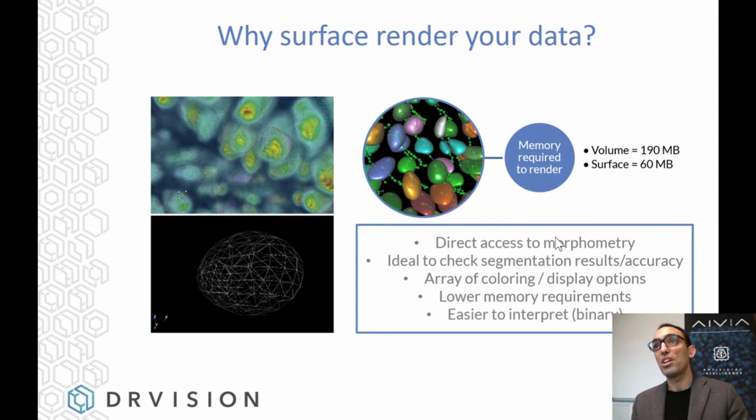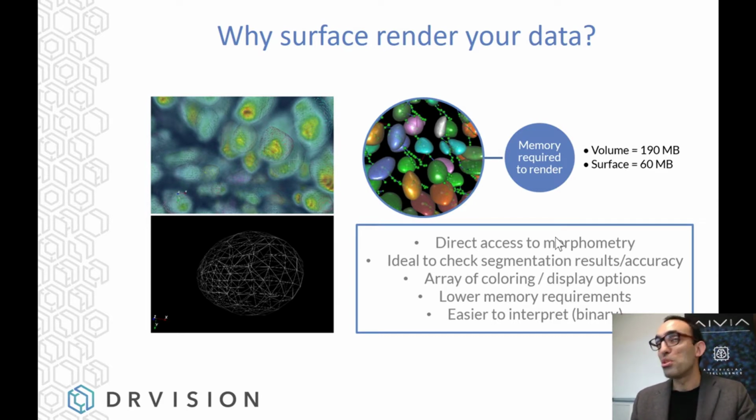Also, it's ideal to check the segmentation results because you can turn the surface on and off, and keep the volume rendered version there. So it's very easy to check if your segmentation took place correctly. And because it's an independent entity to the volume rendering, you can color each one of them separately. Again, for display purposes and for exploration of the results, this is really useful.